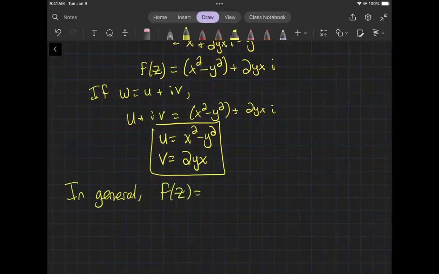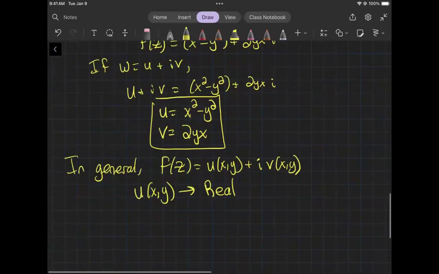Okay, so in general, f of z is equal to u of xy plus i times v of xy, right? So u of xy corresponds to a function in the real component. v of xy corresponds to a function in the imaginary component.